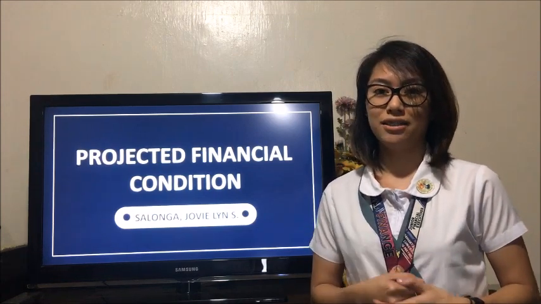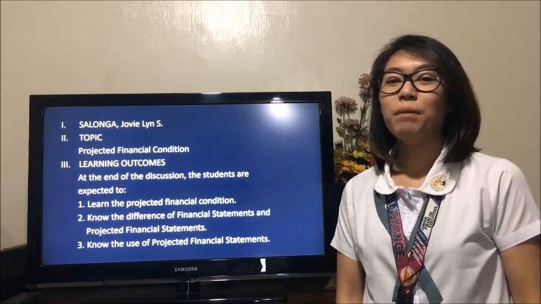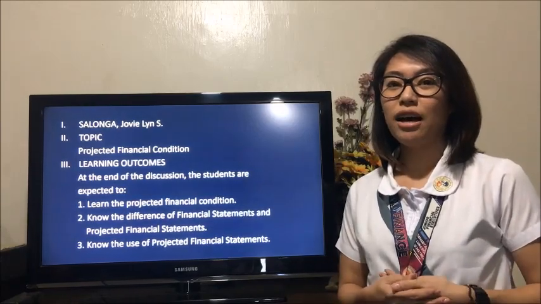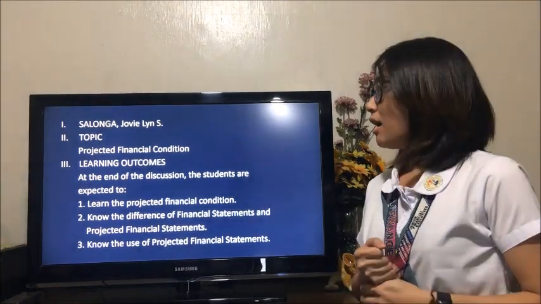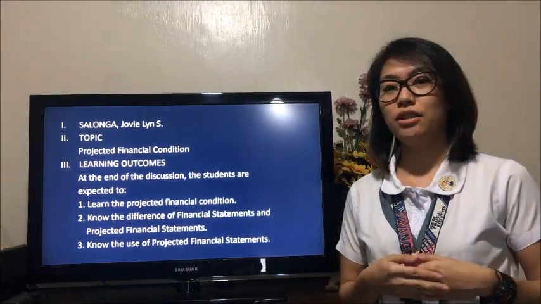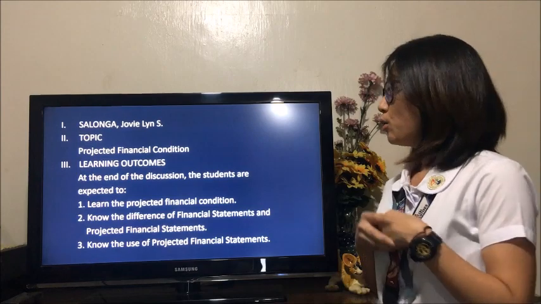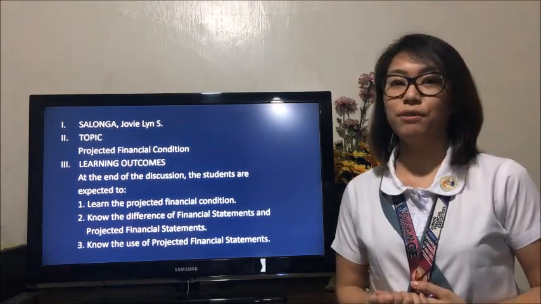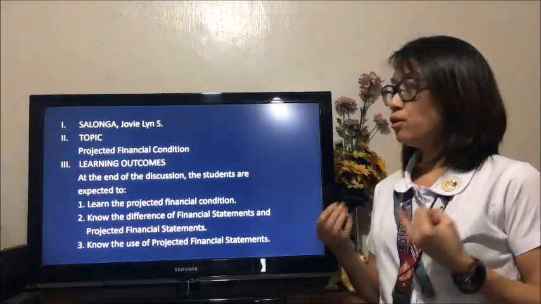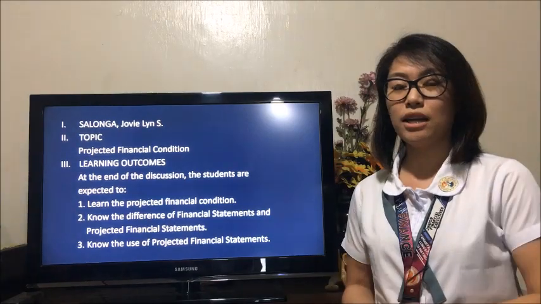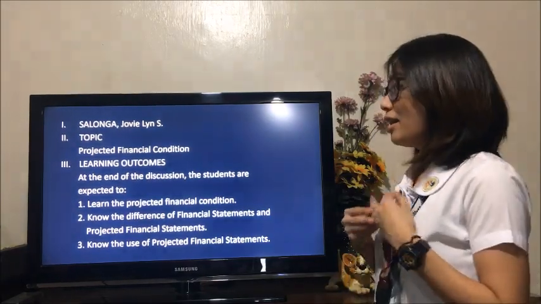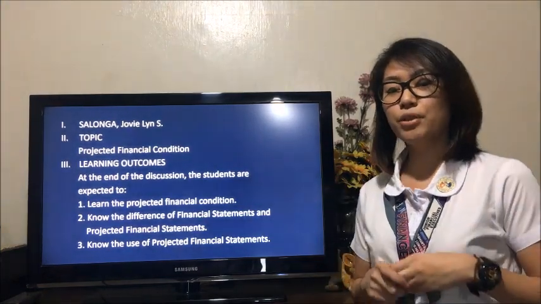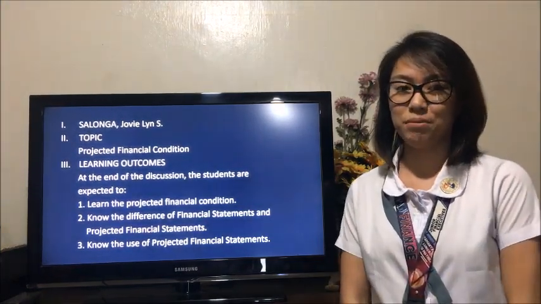the coming year. Hi, my name is Jovelyn S. Salonga, and I will discuss the projected financial condition. At the end of the discussion, the students are expected to learn the projected financial condition, to know the difference between the financial statement and projected financial statements, and lastly, to know the use of projected financial statements.